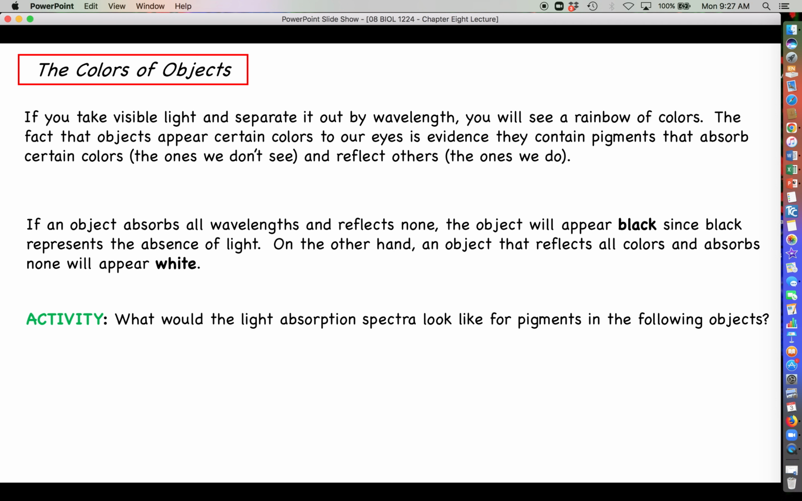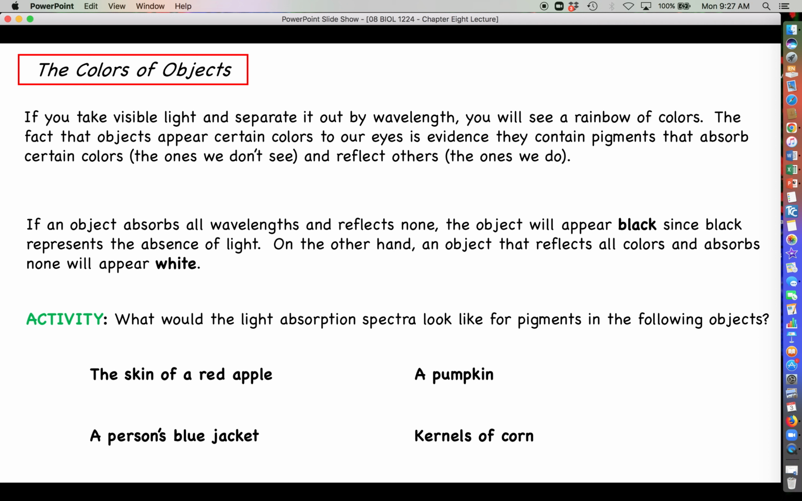Now, something you can do on your own, but I can push you in the right direction here if you want. What would the light absorption spectra look like for pigments that you find in the following objects? So some examples: the skin of a red apple, so it obviously appears red to us, a person's blue jacket, a pumpkin, which obviously appears orange, and then kernels of corn, which appear yellow.